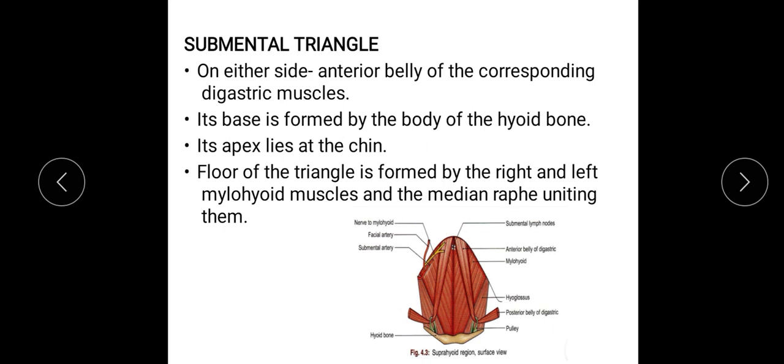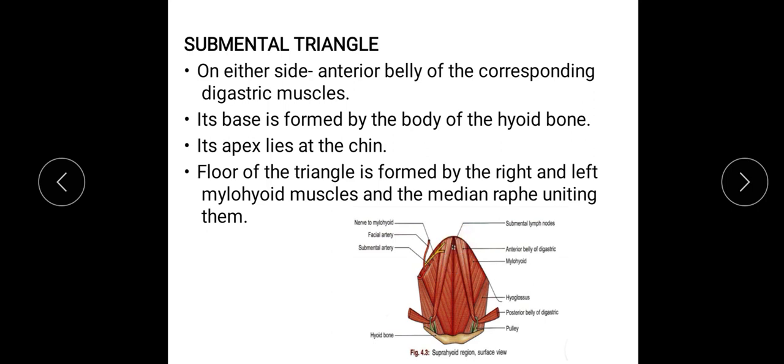Then the submental triangle. The boundaries of submental triangle, on either side, are the corresponding digastric muscle, this one is the left digastric muscle, this one is the right digastric muscle, and the base is formed by hyoid bone. These are the boundaries of submental triangle. This is the submental lymph node, which is the content of this triangle. This is the apex, which is at the chin.